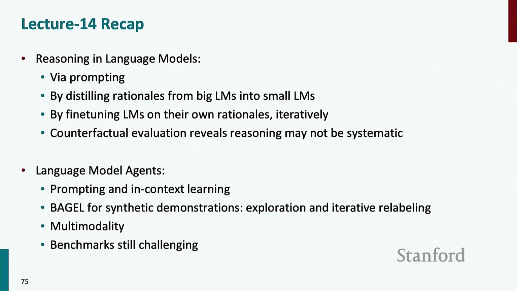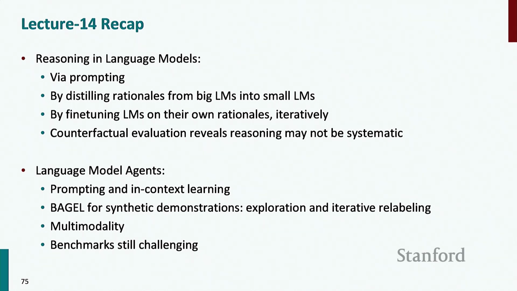In the second part, we looked at language model agents. We talked about the historical perspective through which people build grounded agents. And then we saw that you could recast the problem of decision making as causal language modeling. And then we looked at various ways through which people have modeled decision making with language models. Most of it involves prompting and in-context learning. And then we looked at a method for, similar to what we saw in the first module, generating synthetic demonstrations. And here we looked at doing exploration and the same kind of iterative relabeling.